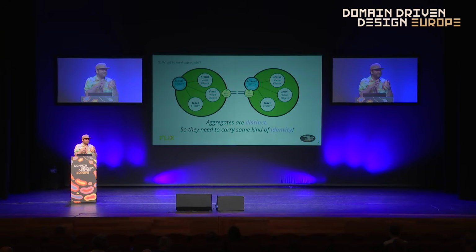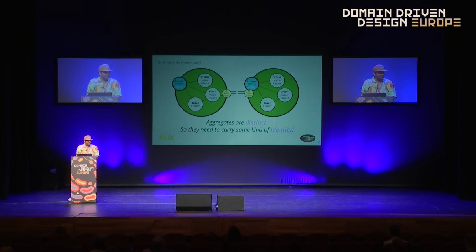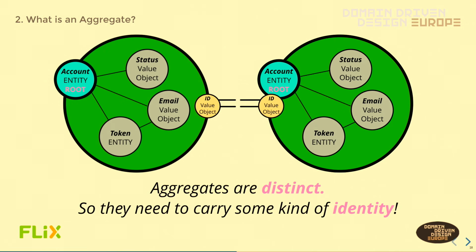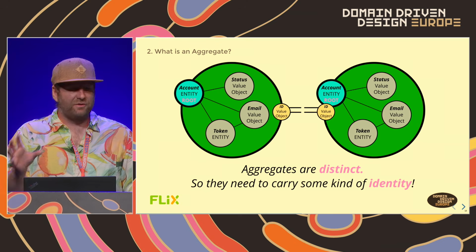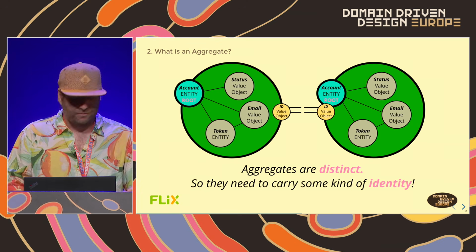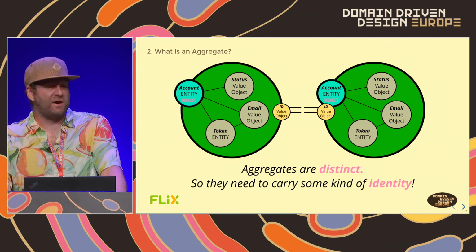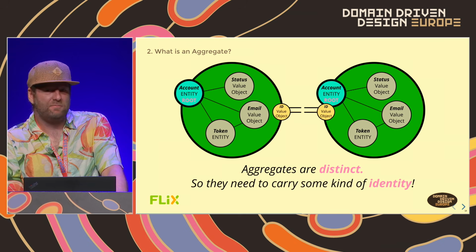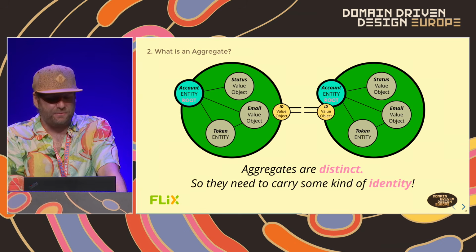So aggregates are distinct, right? One aggregate with an identity is not the same as the other, even if all the values inside that aggregate would be the same. So if you compared all the values, and they were the same, but they have a different identity, they're different things. And that's also the difference to value objects, where if the values are the same, they are actually the same thing. And if I say value object and you haven't heard it before, you will probably learn about that later in the conference. Or you can ask me later about it in the lobby.